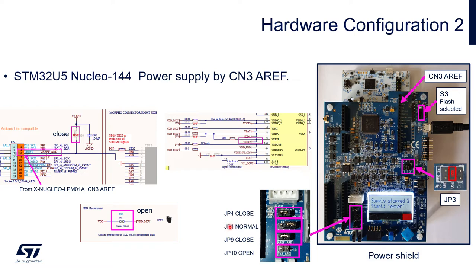And concerning the configuration of the PowerShield, jumper GP10 must be open, GP9 must be closed, and for GP1, GP4, GP3 and the switch S3, it is exactly the same configuration as already explained in configuration 1.